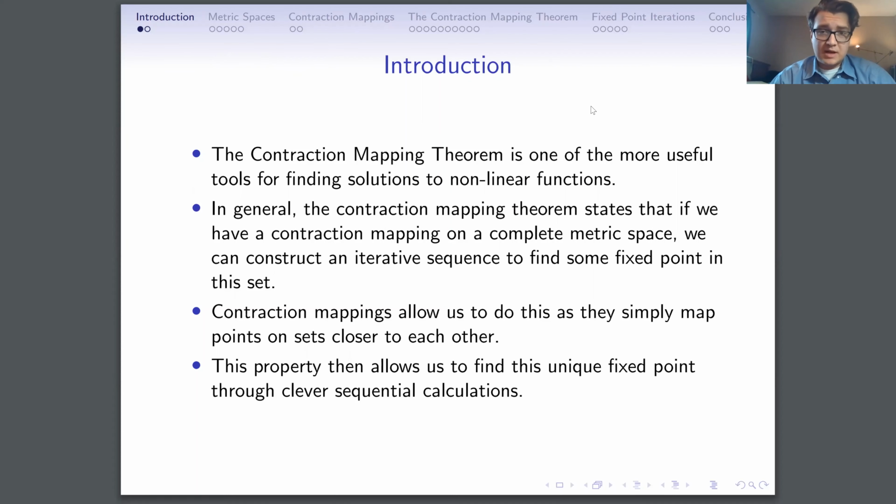Contraction mappings allow us to do this as they simply map points on sets closer to each other, right? So that's what they call contraction mappings. And then this property allows us to find some unique fixed point in this set through some algebraic manipulation and some clever calculations.